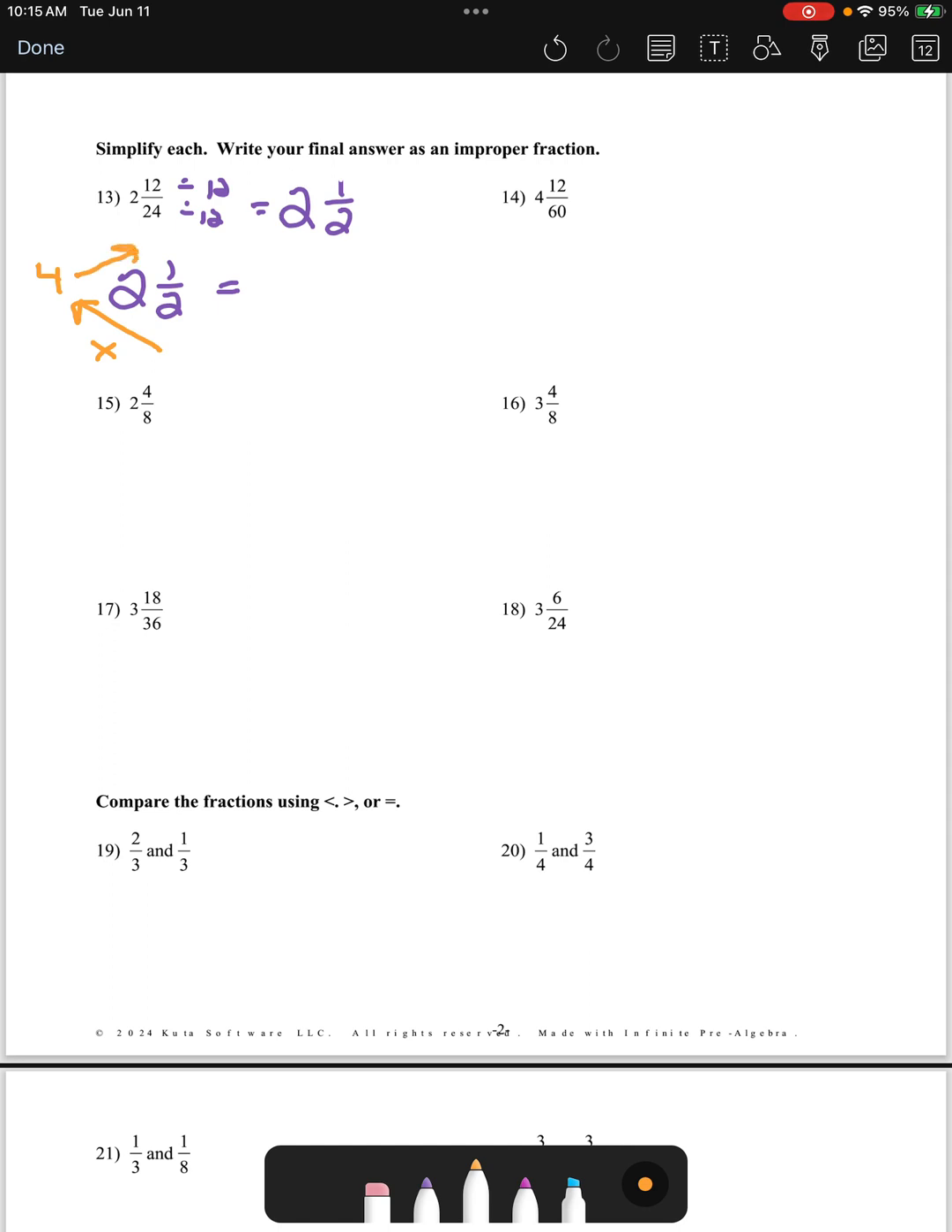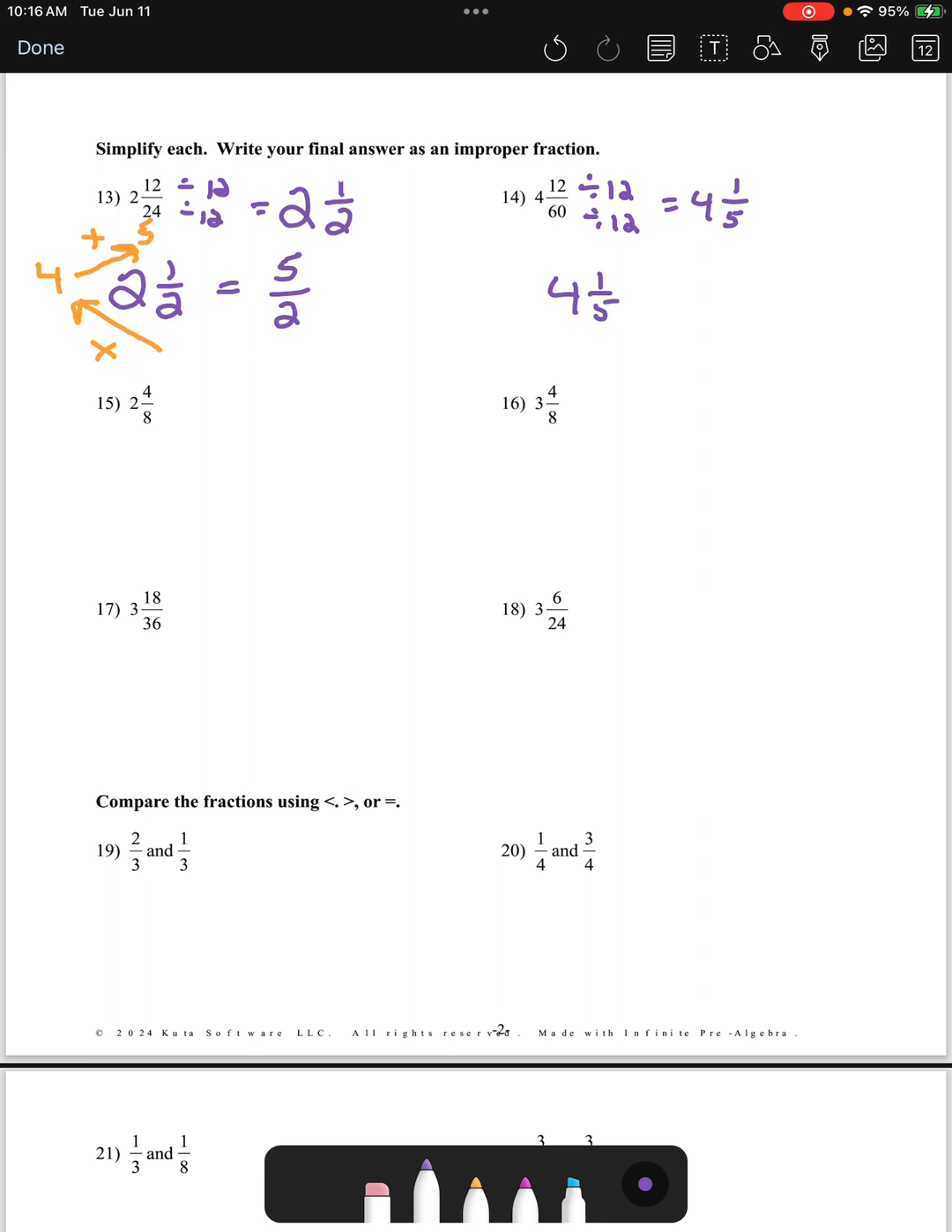The way we do that is by multiplying upwards diagonally. So 2 times 2 is 4. And then we turn and we add diagonally. That 4 plus the 1 in the numerator is 5. So we end up with 5 over 2.